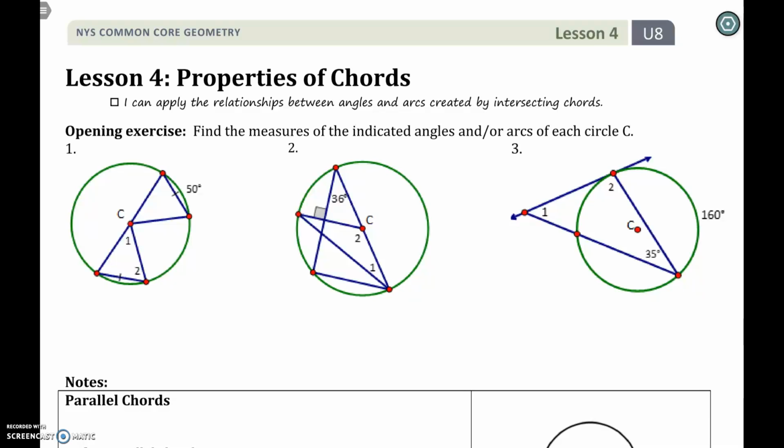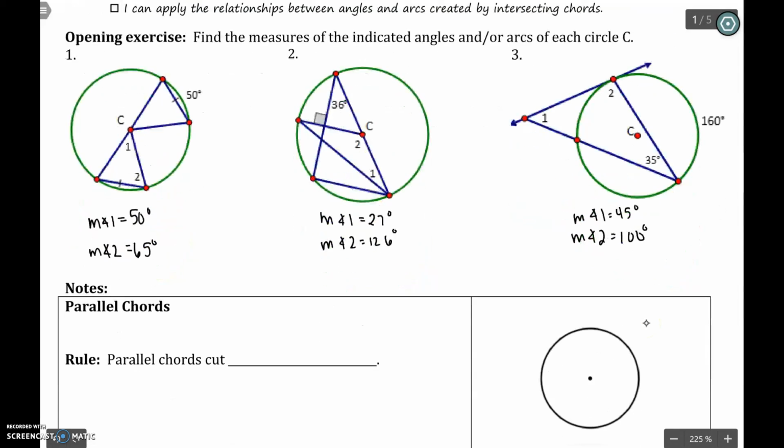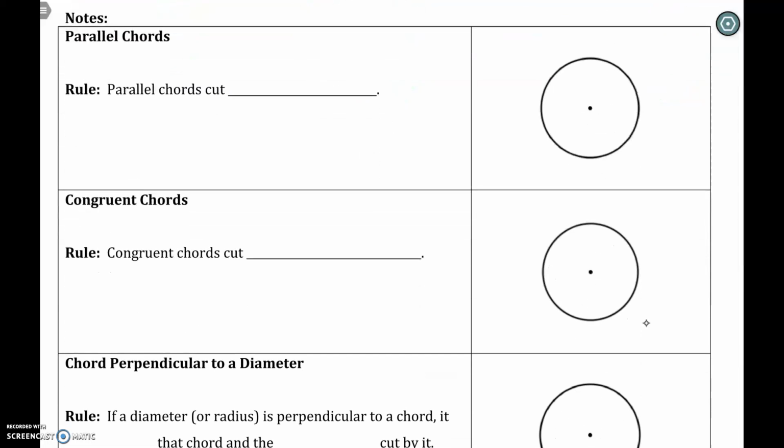Hi everyone, it's Mrs. Griffin with the Unit 8 Lesson 4 video about some of the other properties that chords can have when we're dealing with chords in circles. So take a moment, pause here, and do the opening exercise, and then I'll post the answers. And on to the notes.